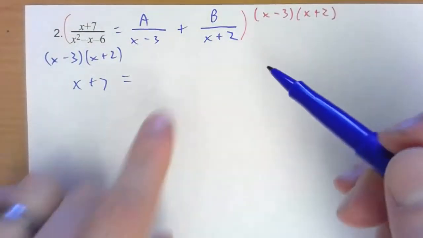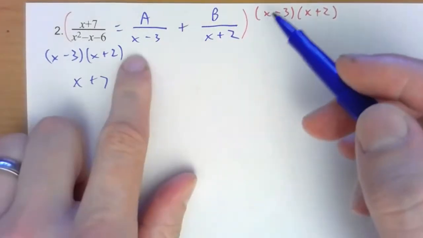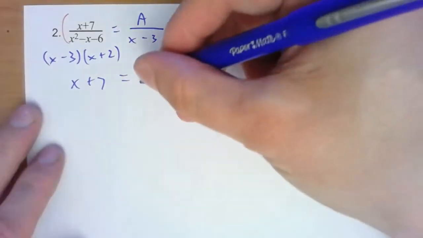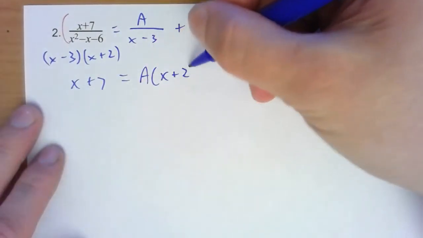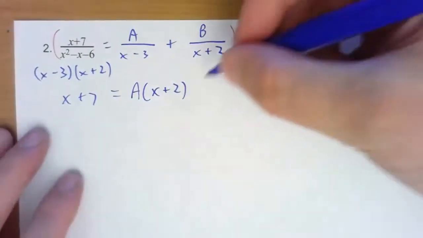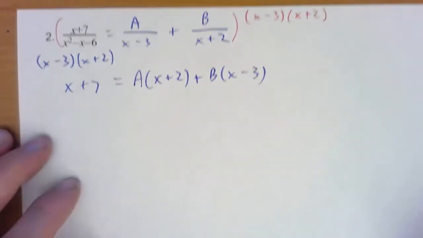Sometimes when people go too fast, they think that the A is supposed to still go with the x minus 3. Remember, it's the x minus 3's that are canceling. So the A should be multiplied by the x plus 2. And then here the x plus 2's are canceling. So now the B needs to go with the x minus 3. It kind of switches.